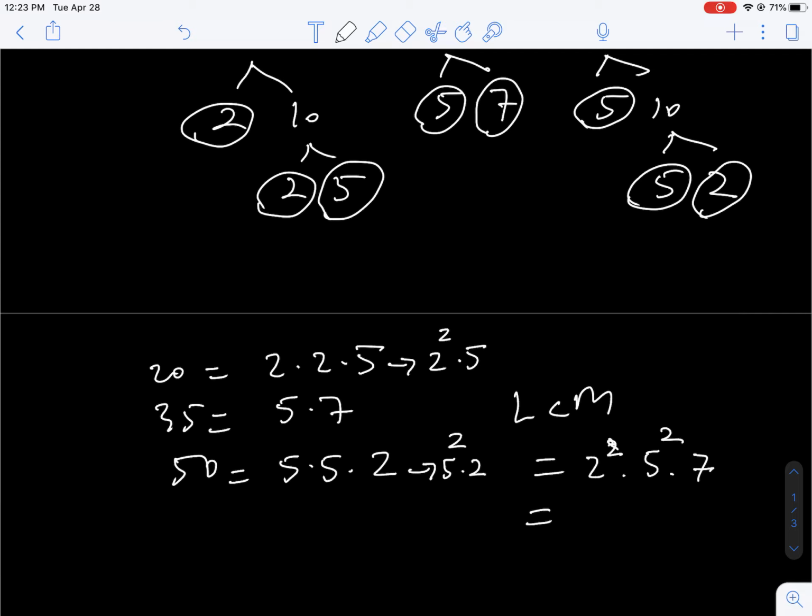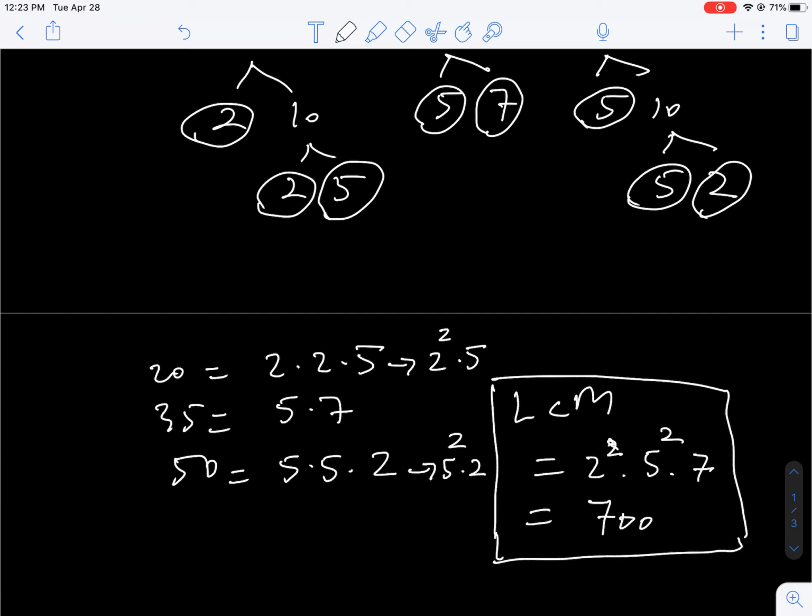Now we find the LCM. We'll do 4 times 25 times 7, and we'll get 700. So the least common multiple for these three numbers is 700, and this is how you find the least common multiple for different numbers. It doesn't matter if the numbers are higher, you will still use the same strategy.